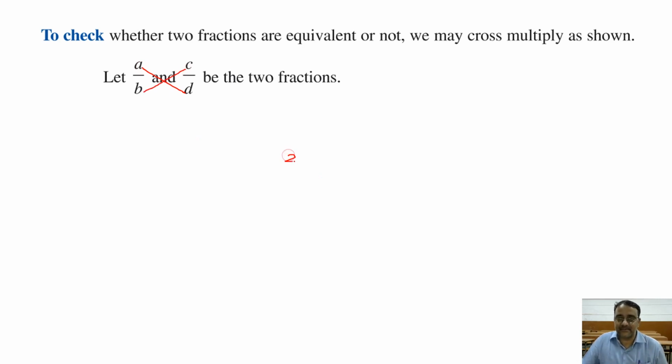See, I am giving one example. Suppose 2 by 3 and 6 by 9. These are two equivalent fractions. You cross multiply and check whether you are getting the same answer or not. 2 into 9, 18. 3 into 6 is also 18. That means these two are equivalent fractions.